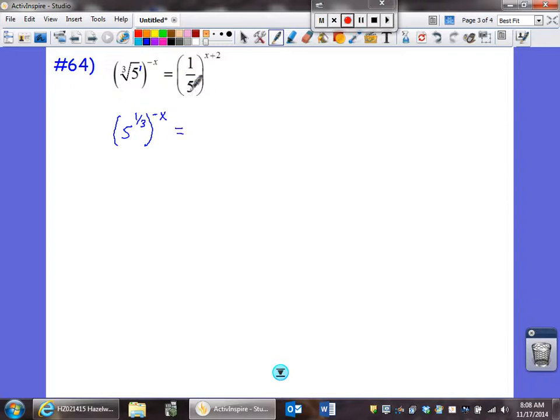On the right side, 1/5 is the same as 5 to the -1, because there is a 1 for the exponent on the 5, and when I move the 5 up, this exponent of 1 becomes -1. And the exponent on the outside of that is still x plus 2.